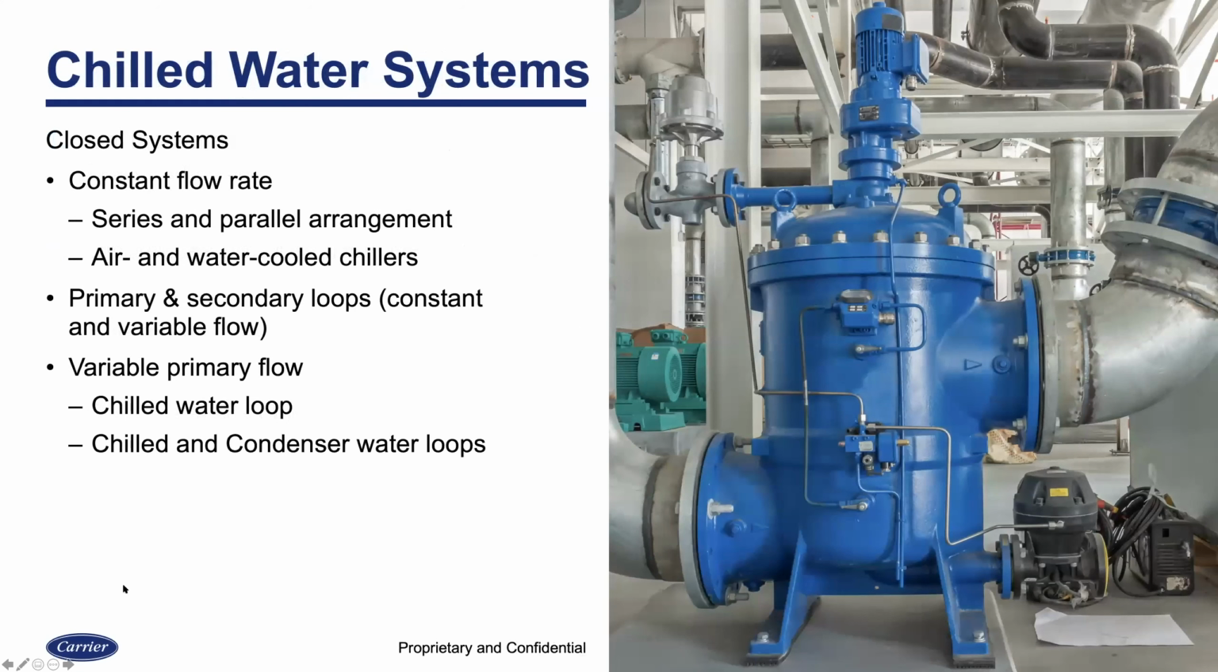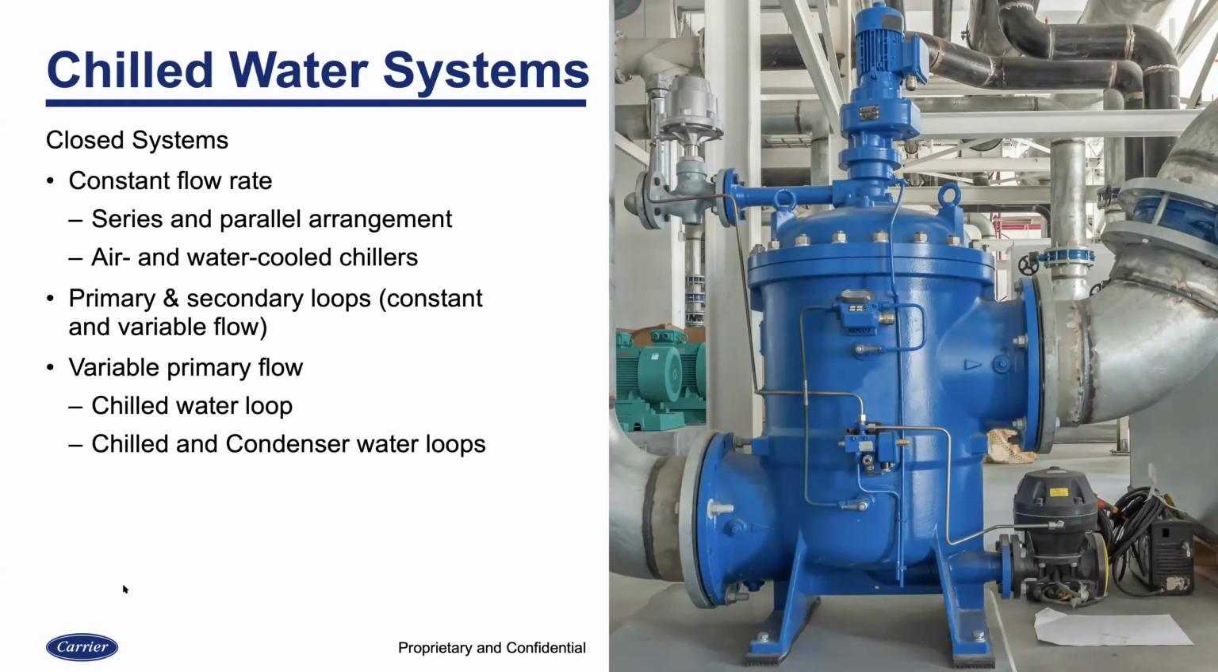Okay, so the first topic, the chilled water system, started with this one. And for the most part, we're going to concentrate on closed systems. We can divide this in two, constant flow and variable flow. And then a subdivision of this from the installation standpoint. It could be either series arrangement or parallel configuration or arrangement, which are applicable to both types of chillers, air-cooled and water-cooled.